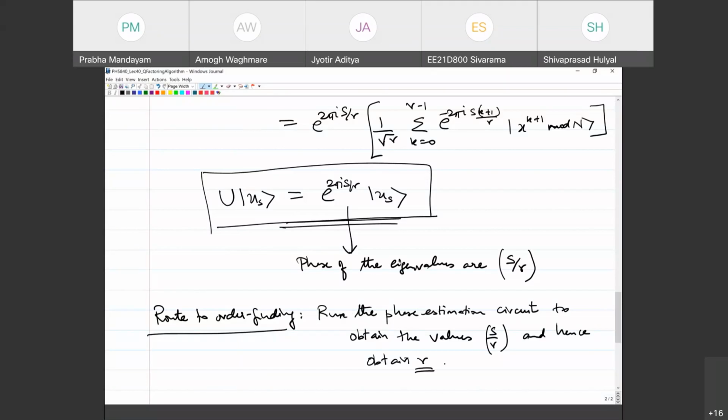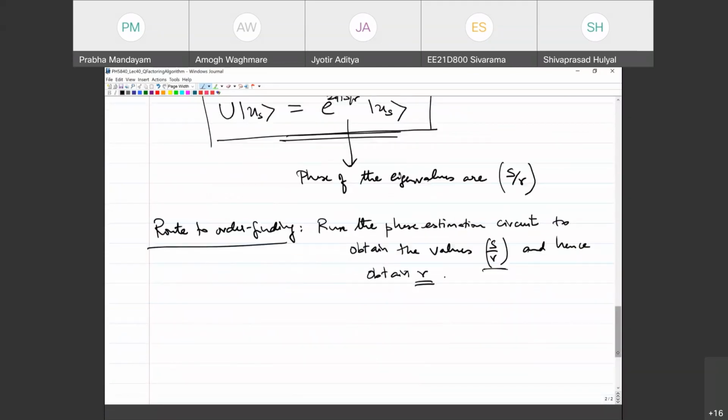So there is again a fair bit of number theory involved in this last step, which is that if I do estimate using the phase estimation, if I get S by R, from there, how do I get to R? There is what is called a continued fractions way of doing this. This is going to be some rational number, S by R, right? And there is a way to do a continued fractions expansion and hence get to the value R. Okay, so we will not get into that again.